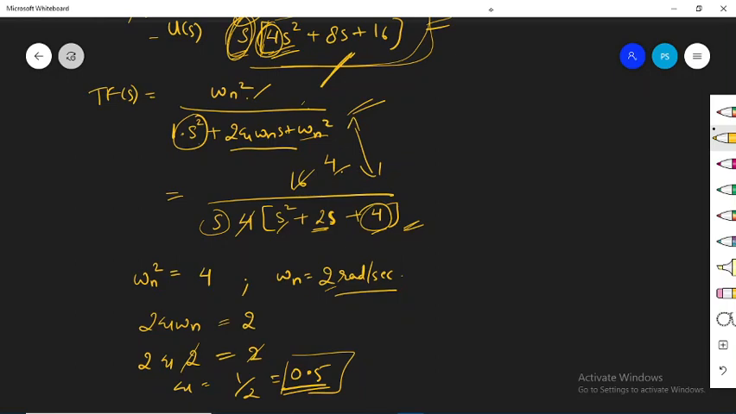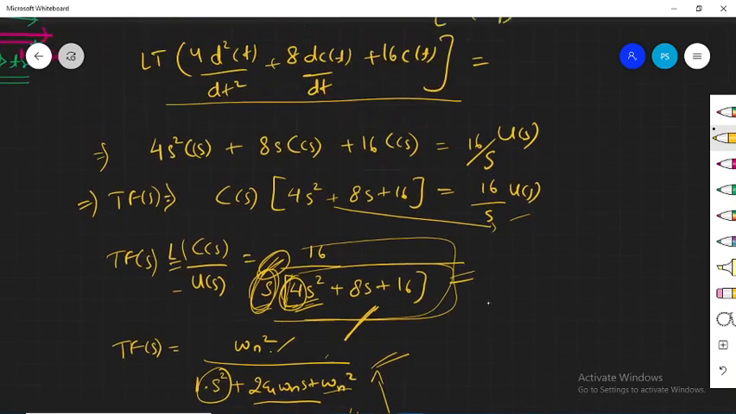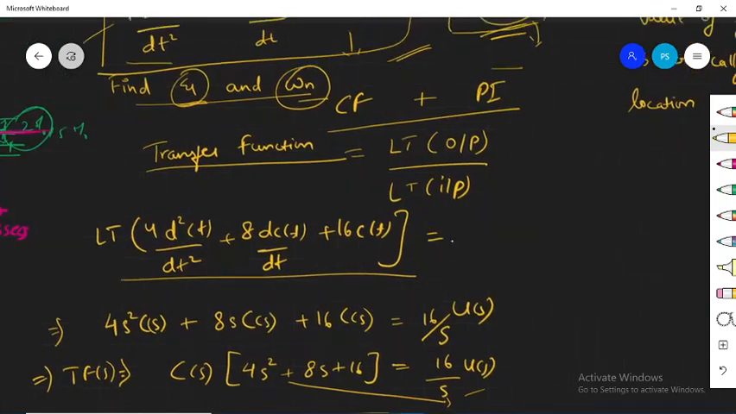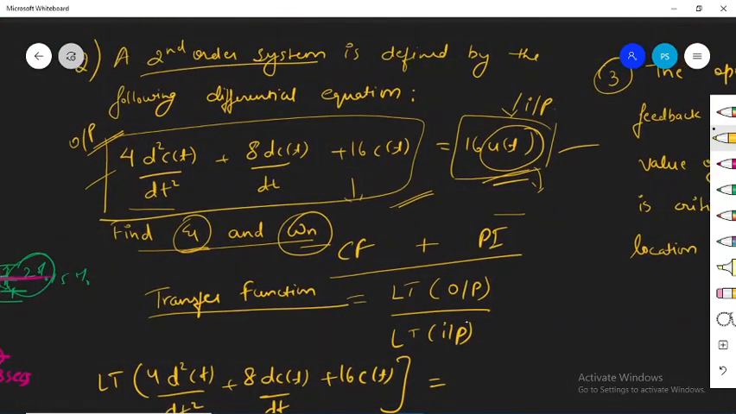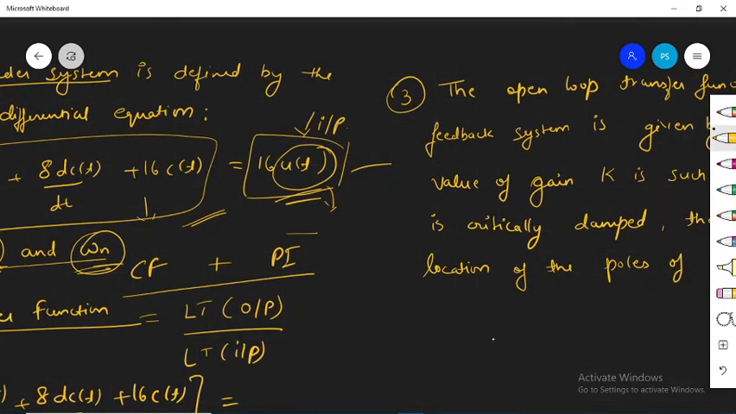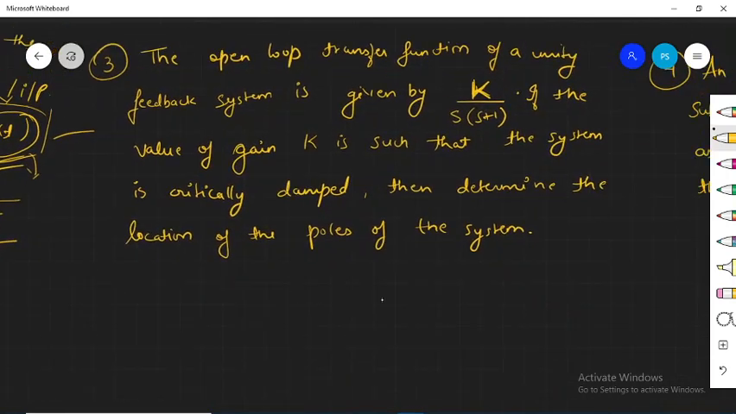So what was asked in the question? We can quickly see. This is what was asked in the question. We were required to find out the value of zeta, and we were required to find out the value of omega, and we have found out both. Okay, so this is how you can compare any second order transfer function with the standard second order transfer function, and you can always find out the value of zeta and omega. Moving on, let's look into the next example.